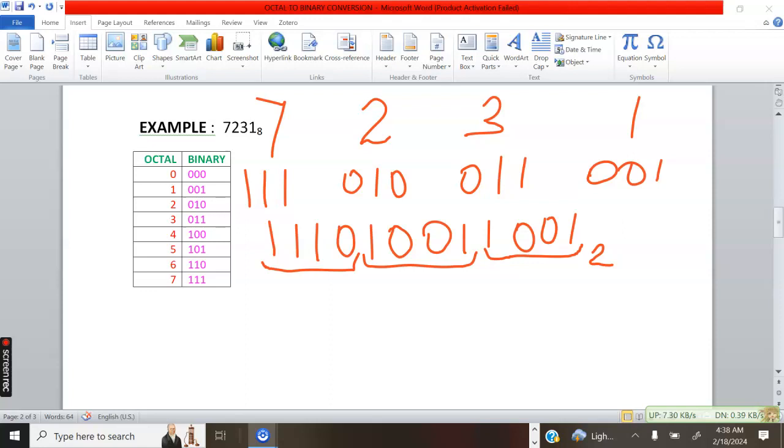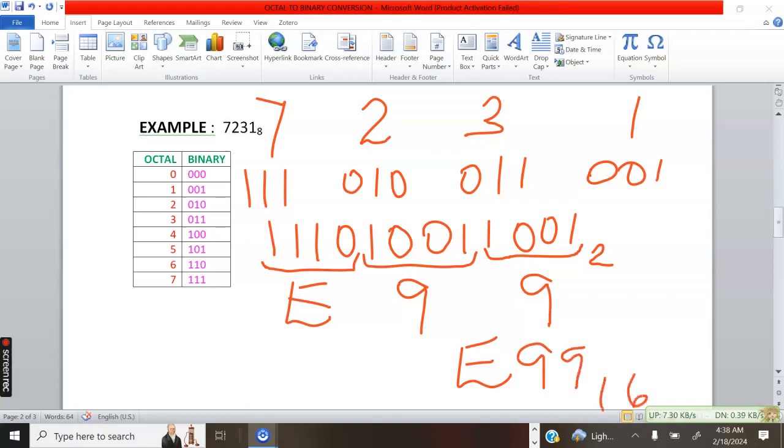So from the binary to hexadecimal, 1001 is equivalent to 9, while 1110 is equivalent to E. Therefore, the final answer will be E99 base 16. That is our answer.